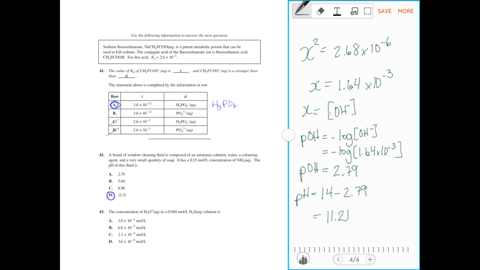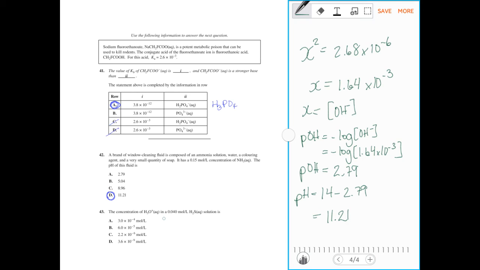Now at this point, you could also say that if this was your OH value, or your hydroxide ion value, you could also use your Kw to calculate your H3O ion concentration, which you could then plug into your pH formula. So either way, either method is again an acceptable way to find that answer.